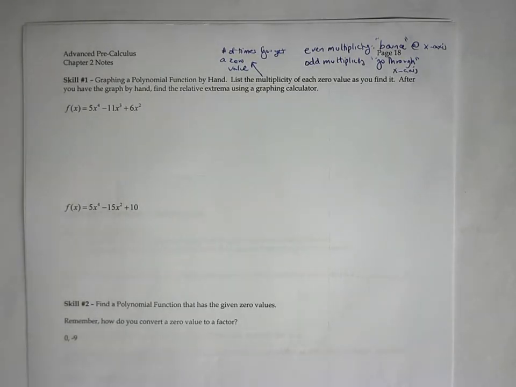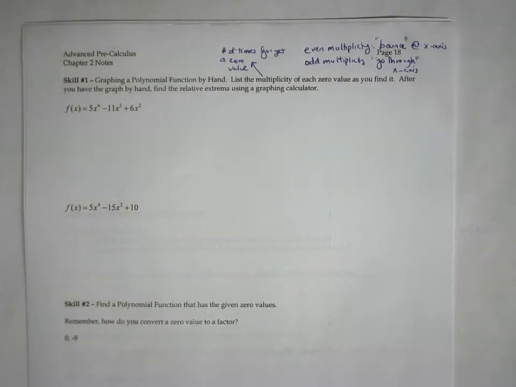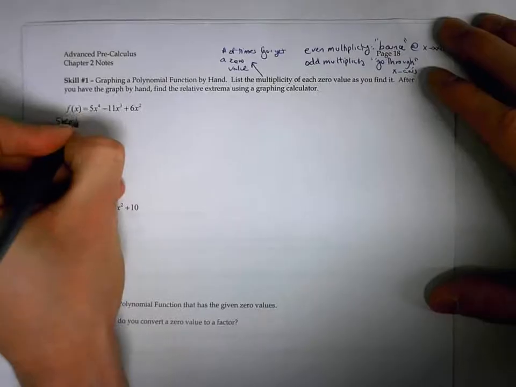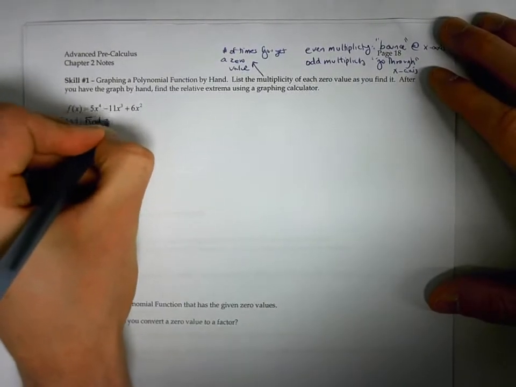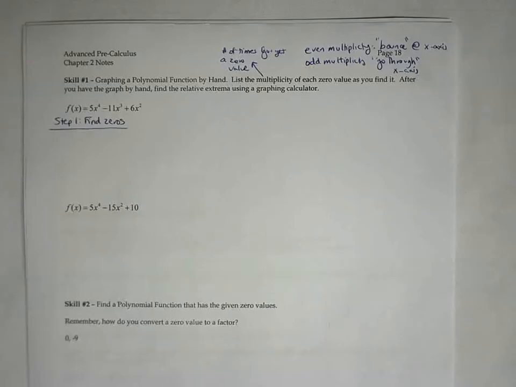So we want to graph this polynomial function by hand, list the multiplicity of each value as you find it, and after you have a graph by hand, find the relative extrema using a graphing calculator. So here, f of x is equal to 5x to the fourth minus 11x cubed plus 6x squared. First thing we want to do is find all the zeros. Once we know the zeros, we can talk about multiplicities and what the graph is going to look like based off of end behavior.